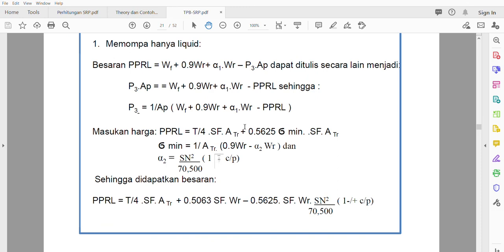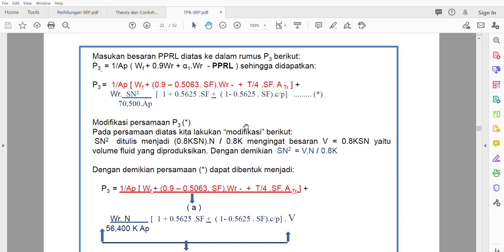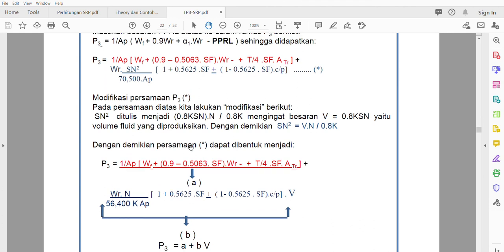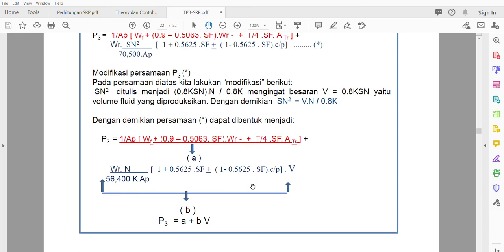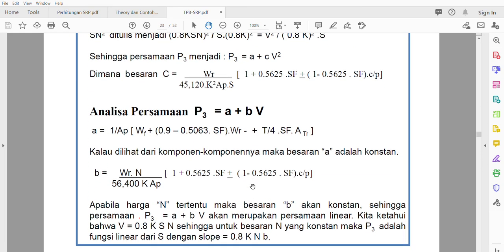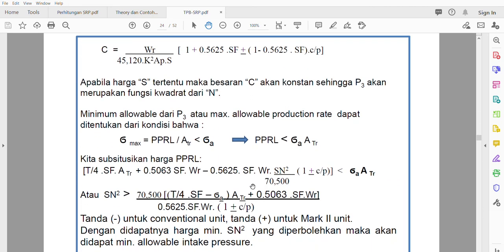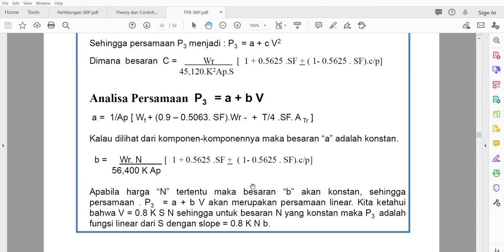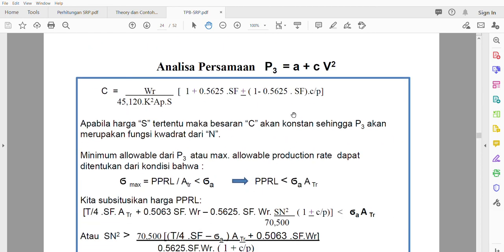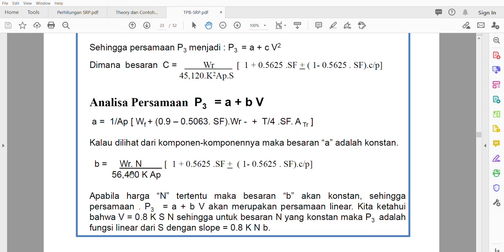Okay, the first equation is P3, actually Pwf. So this is considering the one inside, from the bottom. The first equation is P3 equals A plus B over V, where A is this long equation, B is this long equation. And the second one has a C on it. The second is P3 equals A plus C over V squared. What is C? C is actually this long equation. So there are two types of equation, we talk about later.